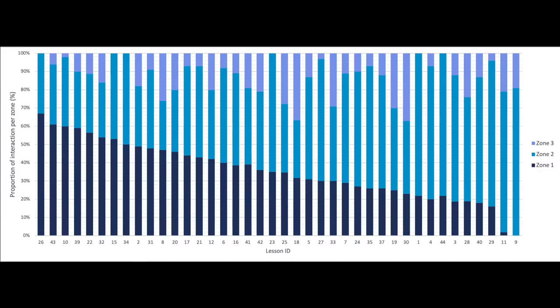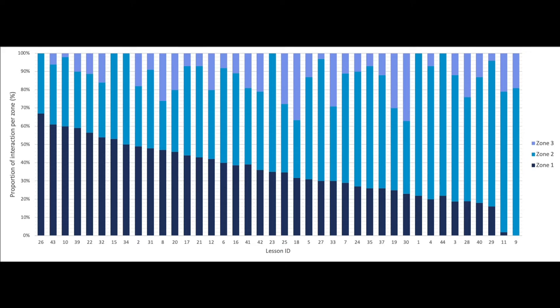Now, in order to see the differences between the teachers, or between the lessons, I should say, because the focus was teacher-student interaction, so these are all characteristics of lessons, not necessarily of teachers or students. We look at the next representation, a bar chart, which shows one bar for every single lesson, and it uses the same colors as the previous chart. So the dark blue is interaction in zone 1, the bright blue is interaction in zone 2, and the light blue is interaction in zone 3.